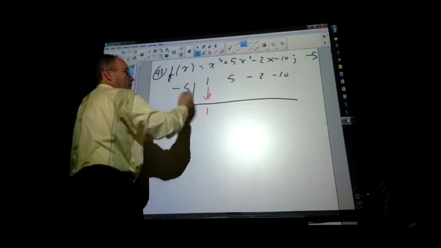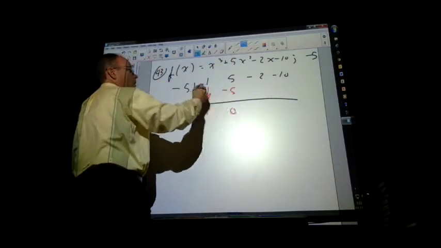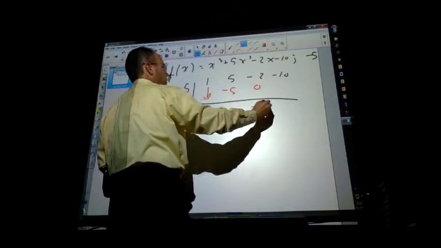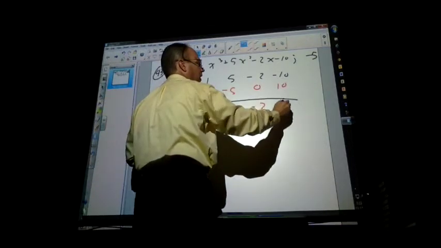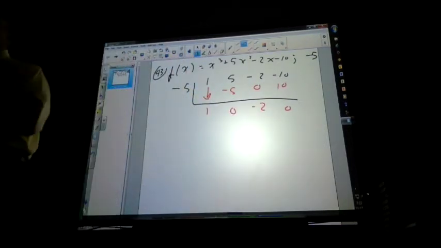This comes straight down. That's negative 5. That's 0. That's 0. That's negative 2. That gives me positive 10. That's 0. Is there anybody who is not sure about the synthetic division? Because it is the big tool that you're using with these. So this verifies that negative 5 truly is one of the zeros. It's where it will cross the x-axis.